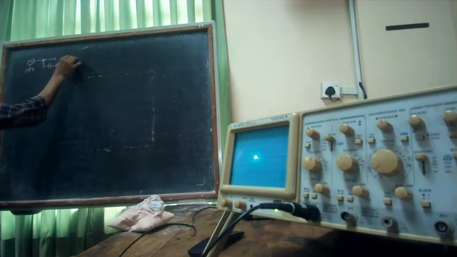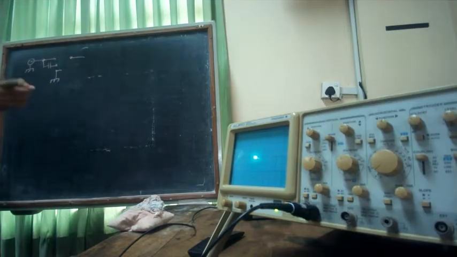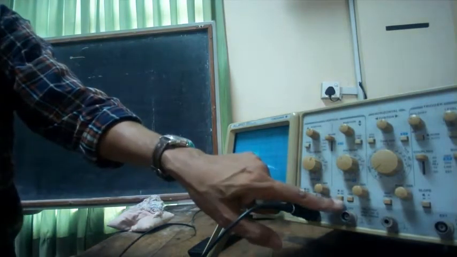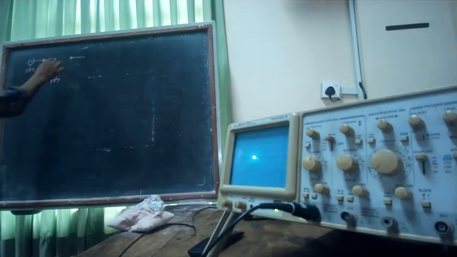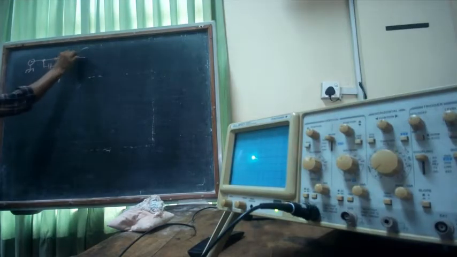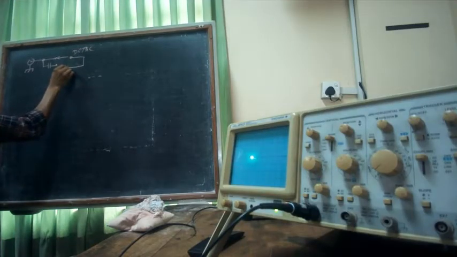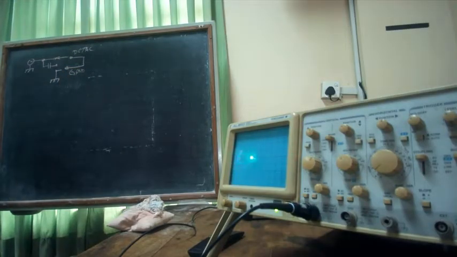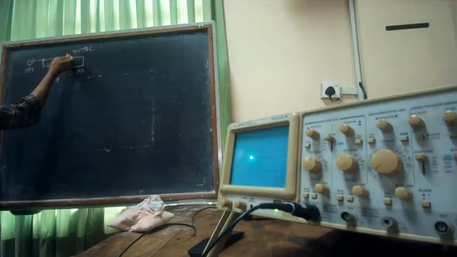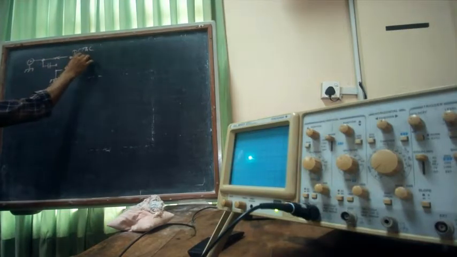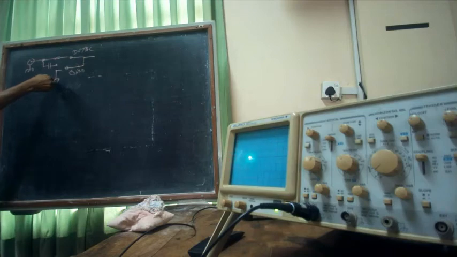Right. So I have this selection, DC-AC and ground. This is the DC-AC switch, and this is the ground. Ground is here. If you connect it to ground, obviously you will disconnect this and connect it to ground, so that this is only connected to the ground, not this.